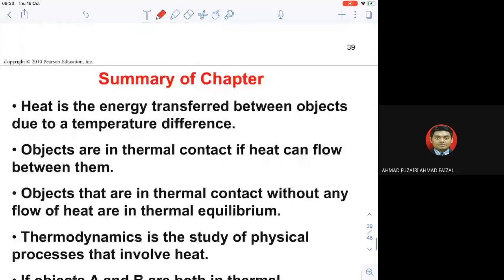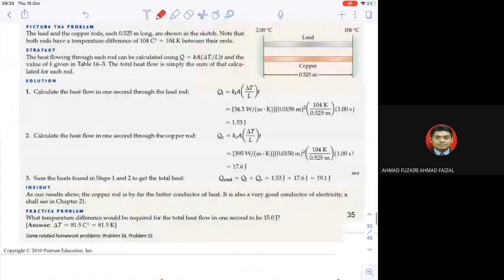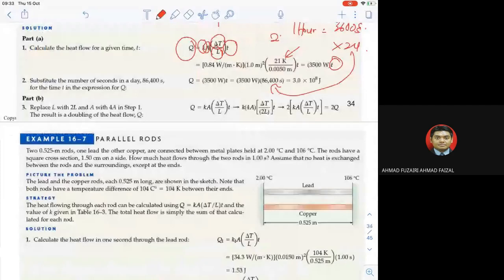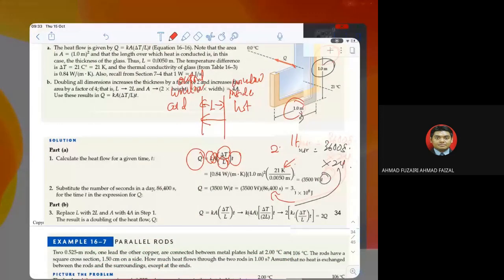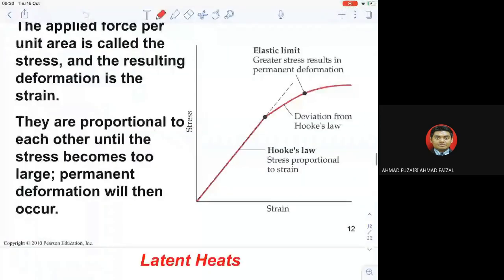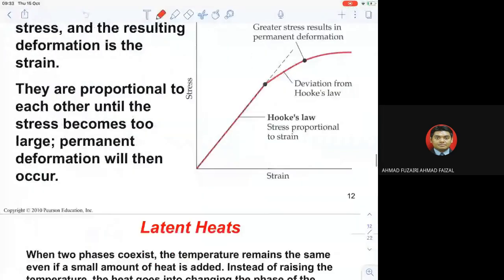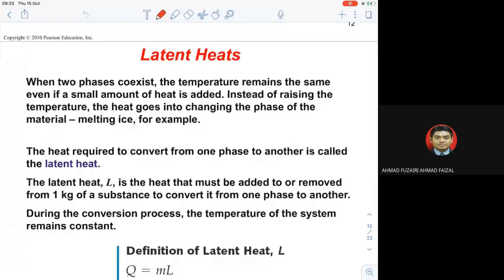Tapi ada sikit lagi ya, saya nak masukkan dengan latent heat. Tadi kita dah baca specific heat, sikit lagi untuk latent heat. Sekejap, saya share. Okay, so this is latent heat. Of course, when you learn about specific heat, you cannot put away latent heat. So what is latent heat?